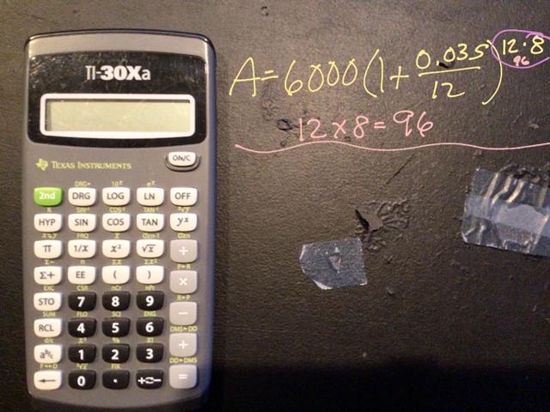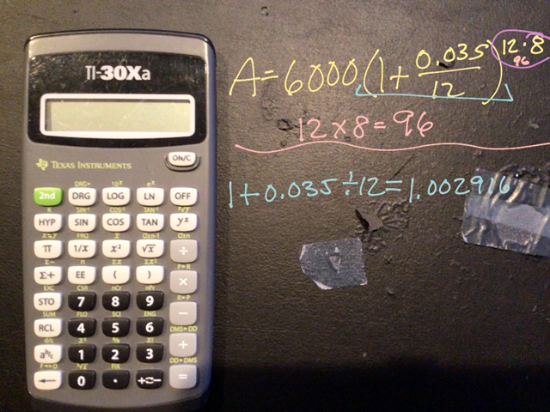Then we say, okay, we are ready. We start with the place inside the parentheses. Basically, we're talking about order of operations here. So type in your calculator 1 plus 0.035 divided by 12, hit the equal button. You should see in your calculator 1.002916667. Just leave that in your calculator.